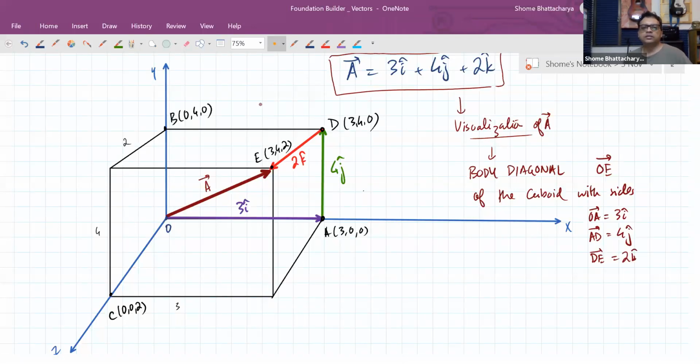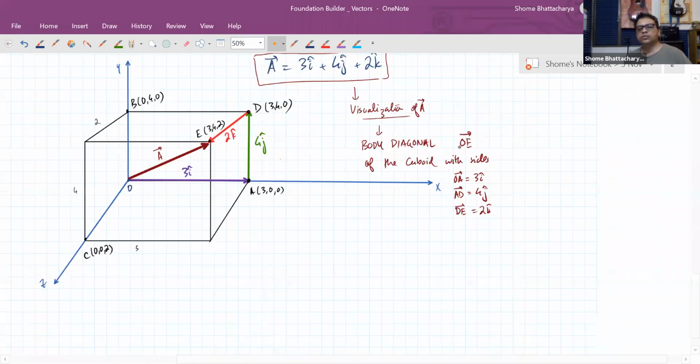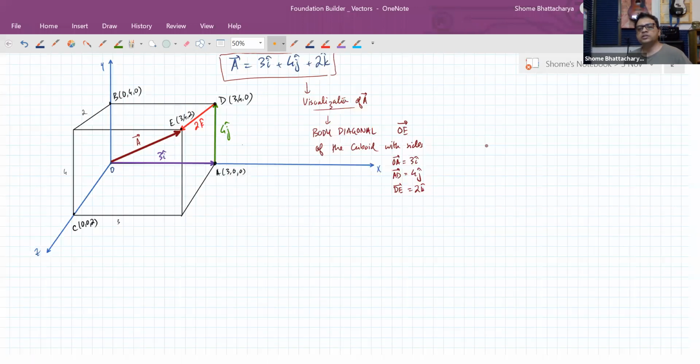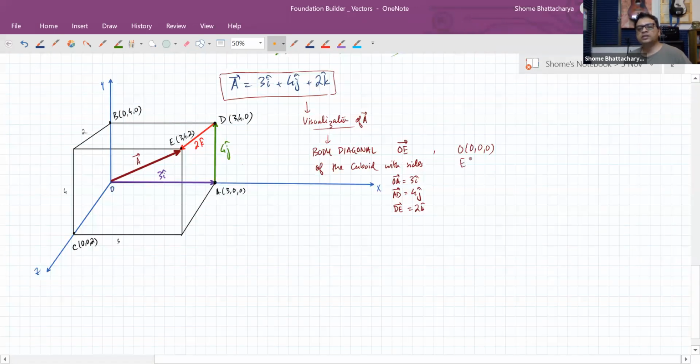This kind of situation where O is the point with coordinates 0 comma 0 comma 0, and E is the point with the coordinates x comma y comma whatever the z is. So in this case they are 3, 4, 2. So this is the visualization.